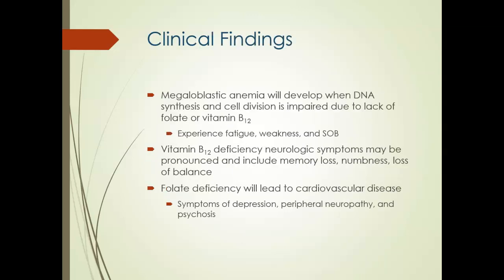Some of the clinical findings we have. Megaloblastic anemia will develop when DNA synthesis and cell division is impaired due to lack of B12 or folate. These people experience fatigue, weakness, and shortness of breath. A vitamin B12 deficiency can cause neurological symptoms, memory loss, numbness, loss of balance. And a folate deficiency can cause cardiovascular disease. We see symptoms of depression, peripheral neuropathy, and psychosis.